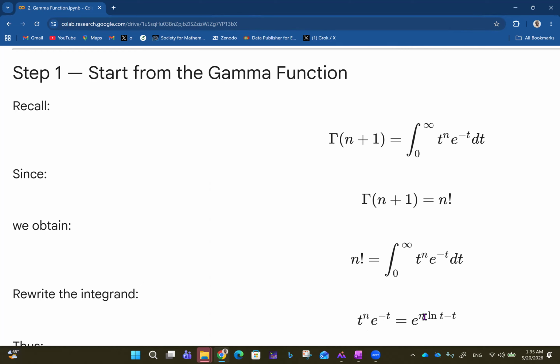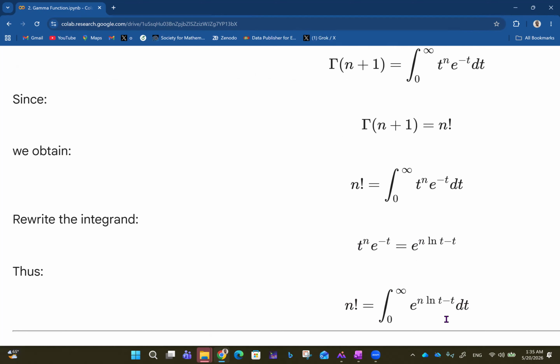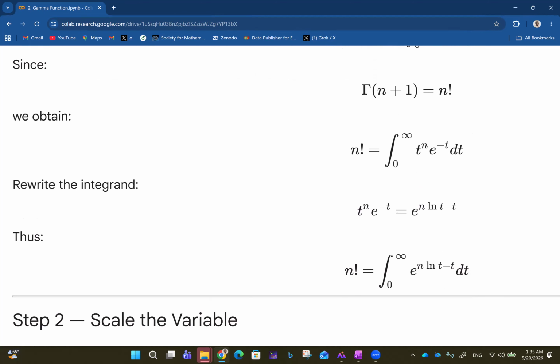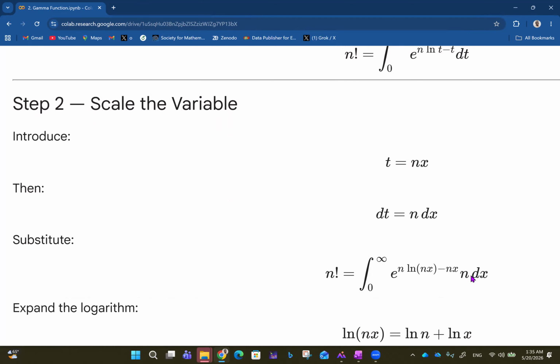And t raised to the power n times e raised to the power minus t can then be written as e raised to the power n ln t minus t. Thus, we now have n factorial to be the integral from 0 to infinity of e raised to the power n ln t minus t dt. Then we can scale the variable now.